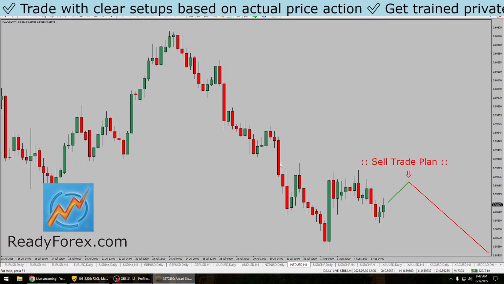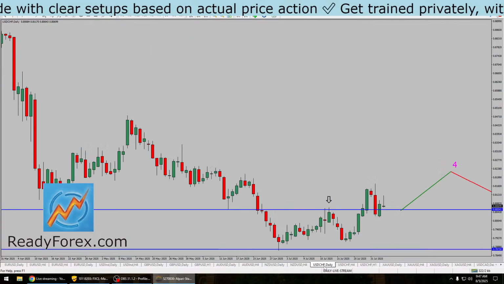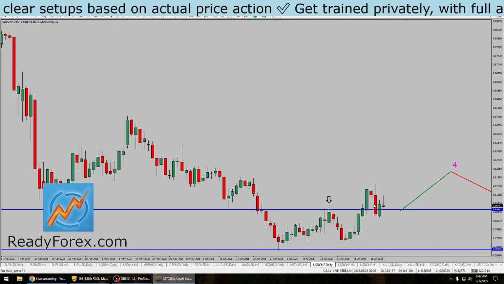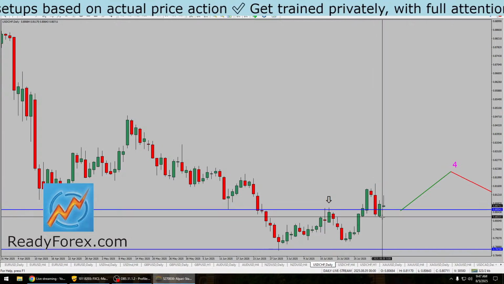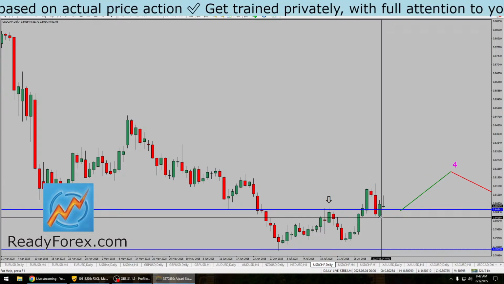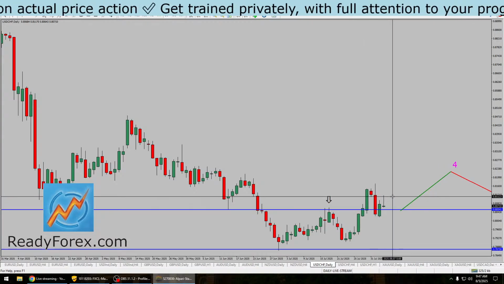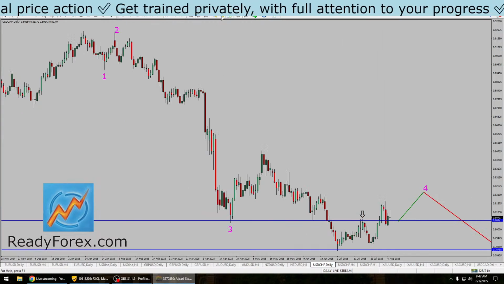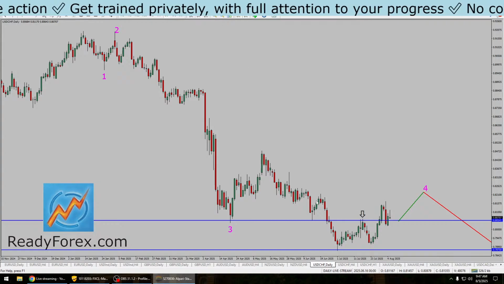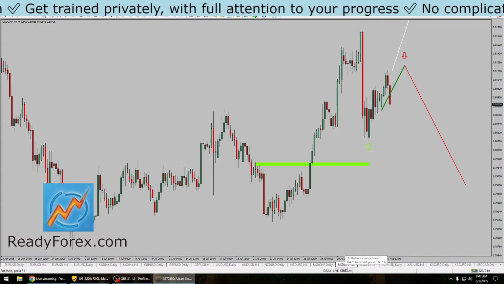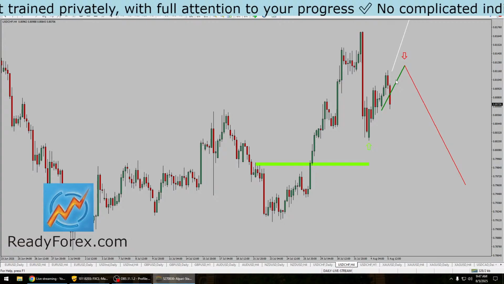Next, US dollar Swiss franc currency pair. We got this drop in price action. Now, if Swiss franc really wants to go up over here, then it won't just go up in a straight line. The way I see it, the market is most likely going to drop first.